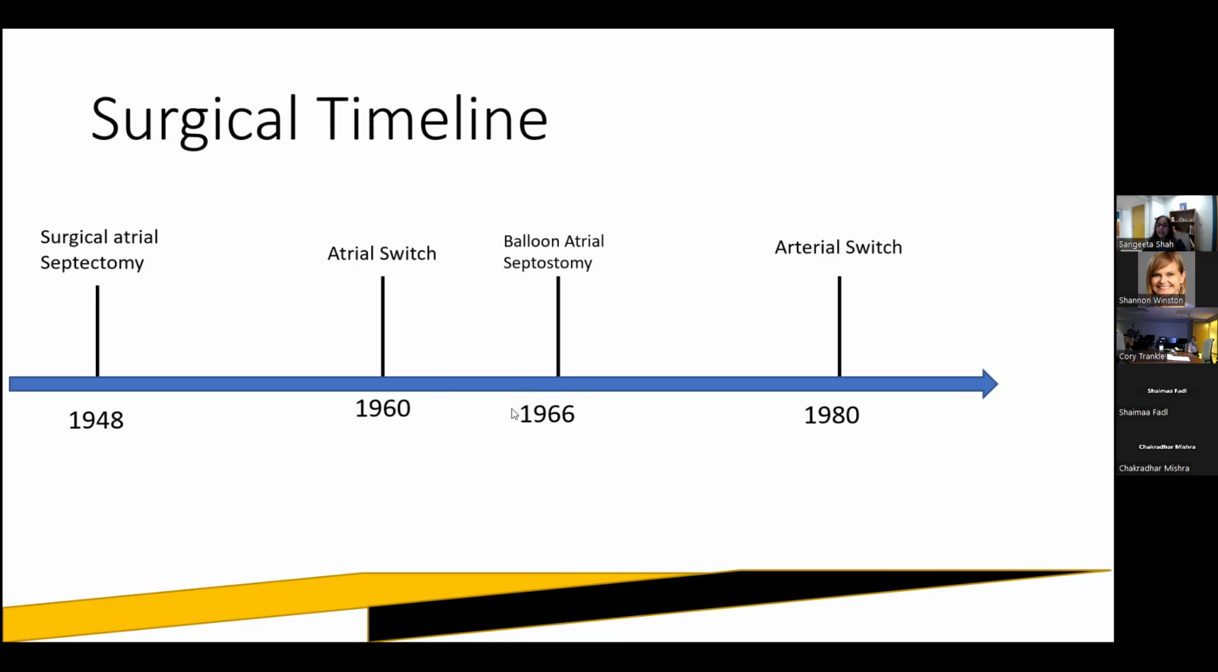What happened by the 1960s is they figured out how to switch the atria, which is the Mustard or Senning procedures, which I will describe. Then by 1966, they were able to do the atrial septostomy percutaneously. So if I see a patient around the 1960s, they've had 2 cardiac surgeries by then. If I see someone later, then maybe after 1960, say 1970s, 1980s, they had a percutaneous atrial septostomy. And then by 1980s, the surgeons had figured out how to do arterial switch, which Dr. Fadl will talk about.